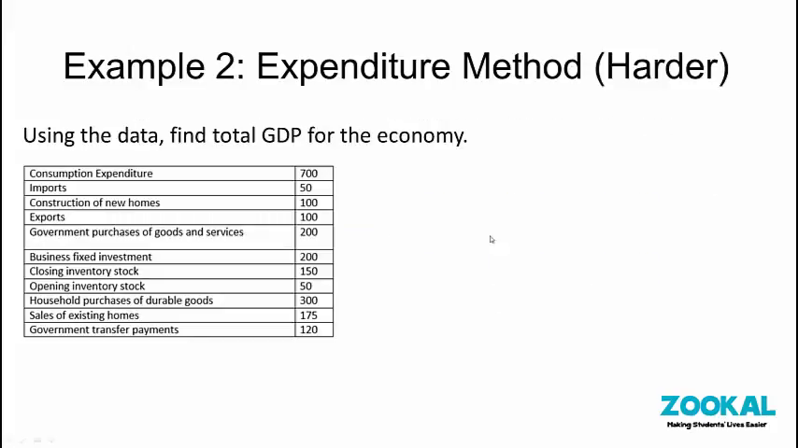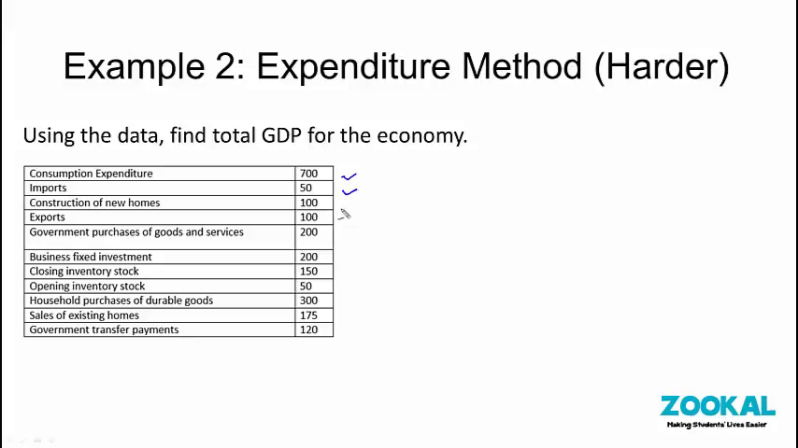Okay, so here is our next example. So this is another question where we have to use the expenditure method to calculate GDP. This example is slightly harder. Okay, so the first thing we have to do is go down our list and see which of these are components of GDP. So the first one, consumption expenditure, well, that's part of the C component of GDP. Imports is also part of GDP. So let's tick these, the ones that are part of GDP.